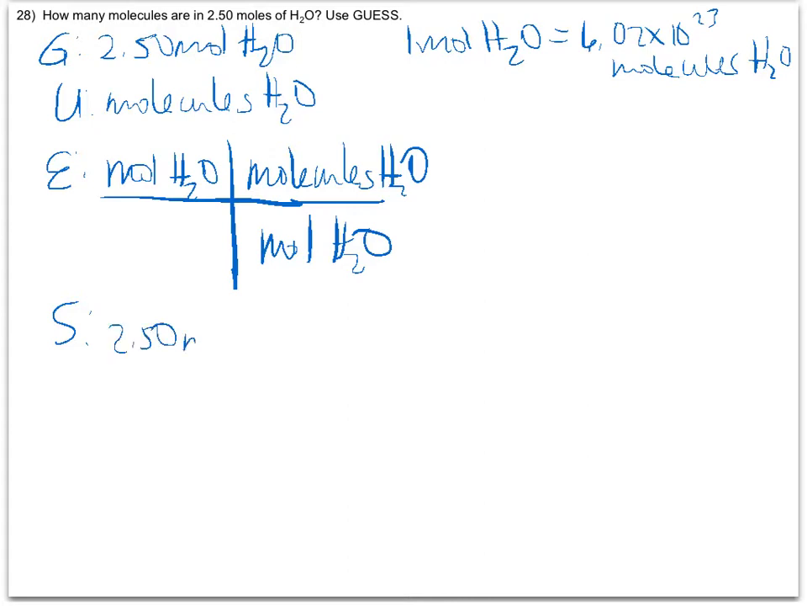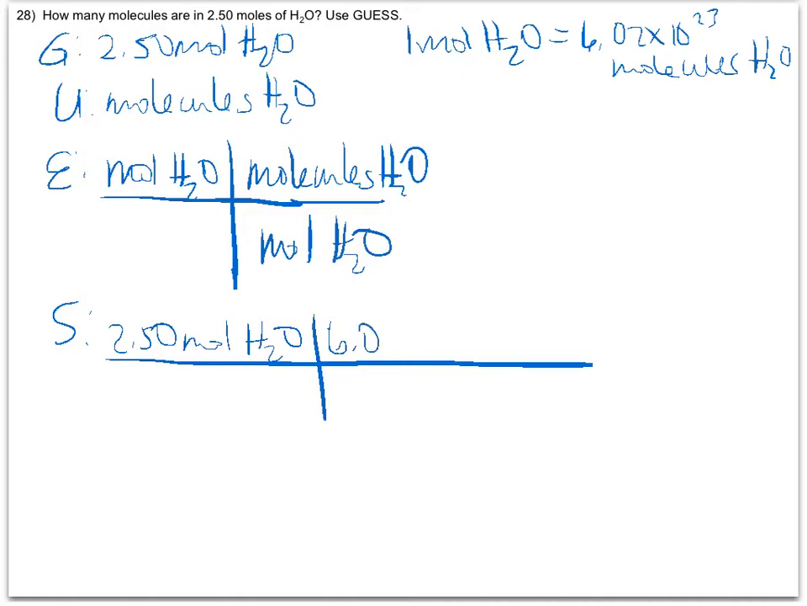So that means that we have 2.50 moles of water, 6.02 times 10 to the 23rd molecules of water over 1 mole of water. So these two are right next to each other. All we're doing is multiplying.